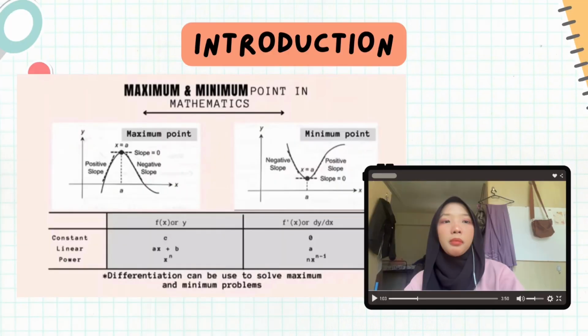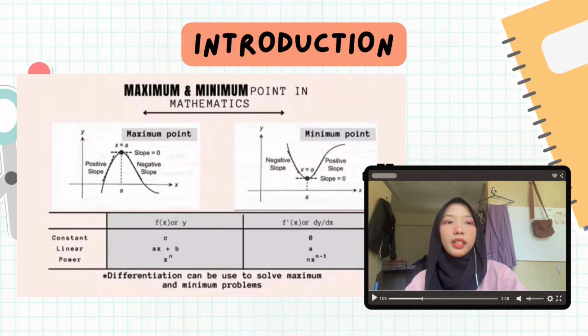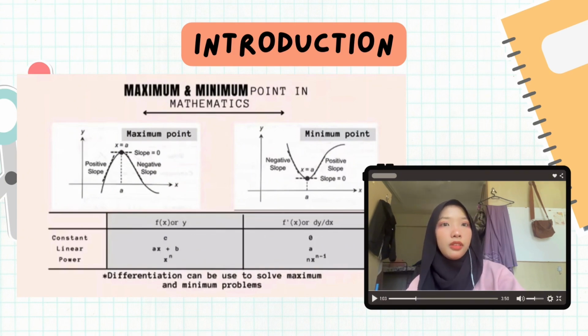Introduction to maximum and minimum point in mathematics. What is the maximum and minimum point? The maximum point is the highest point on the graph, while the minimum point is the lowest point on the graph. Saddle point is the point of a function's graph where the function's derivative is 0, which is a critical point, but not a maximum or the minimum point. We can use differentiation to solve maximum and minimum problems. Let's get deeper into the video.